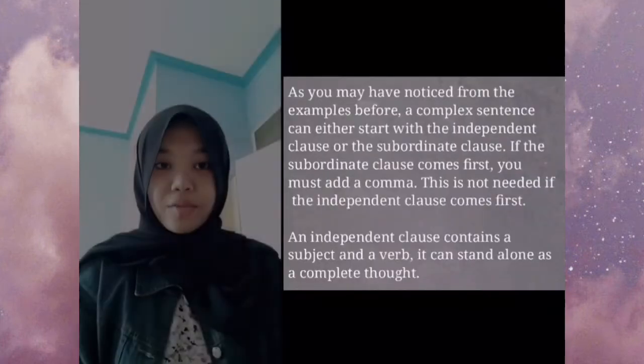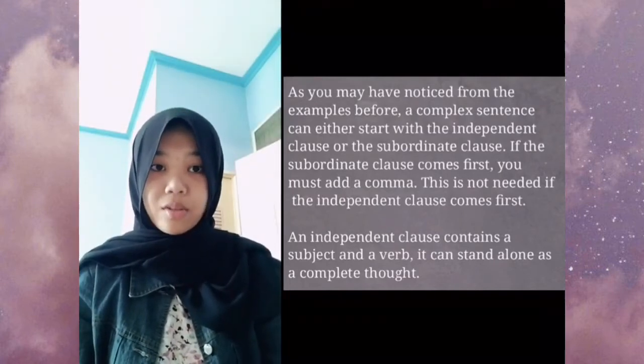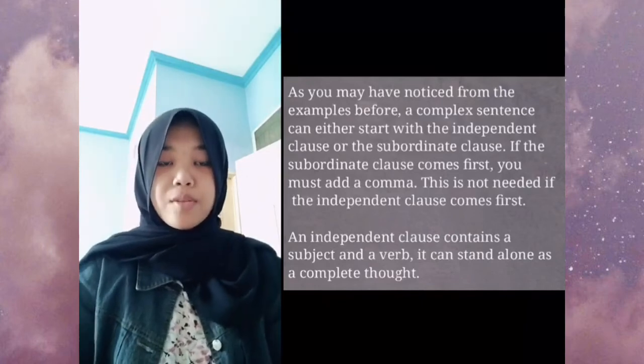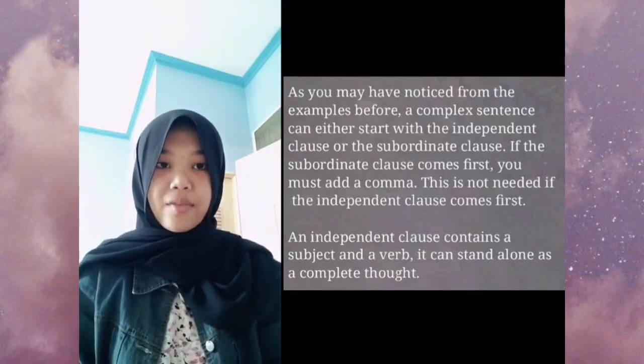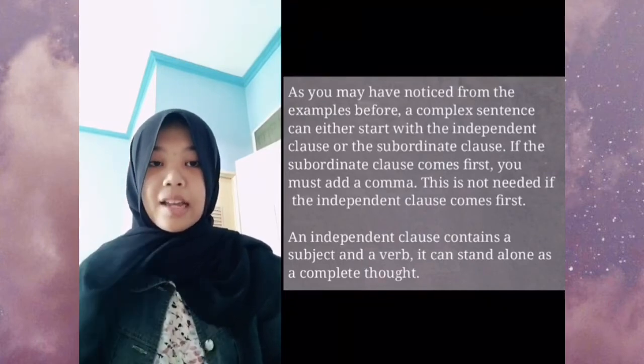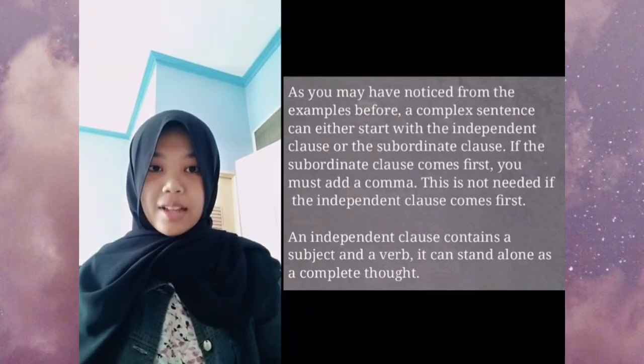As you may have noticed from the examples before, a complex sentence can either start with the independent clause or the subordinate clause. If the subordinate clause comes first, you must add a comma. This is not needed if the independent clause comes first. An independent clause contains a subject and a verb. It can stand alone as a complete thought.